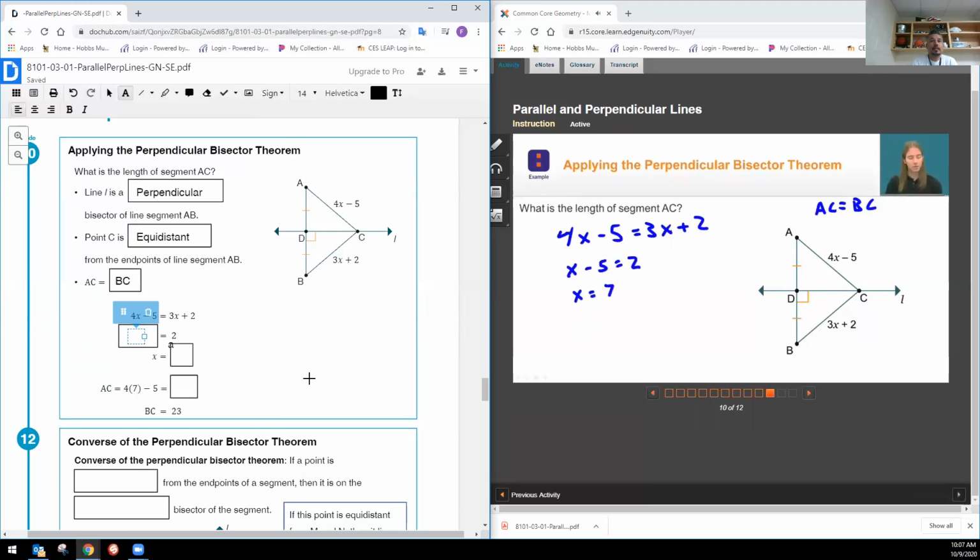At this point, what I can do is substitute 7 in for my expression for AC.